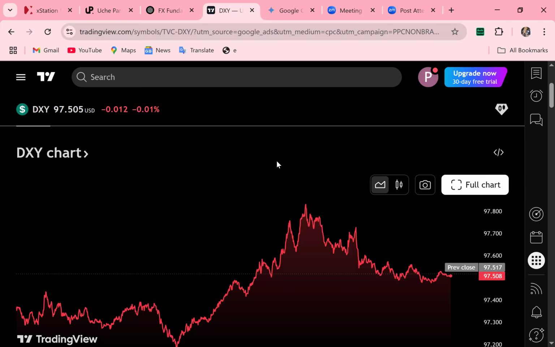It's at 97.505, which means yesterday it was like 96. By now, the dollar is getting strength because now it's trading at 97.504. Yesterday it was trading about 97.4 something. So it's getting like a 1% increase, and if it passes this point, it will become blue or green.